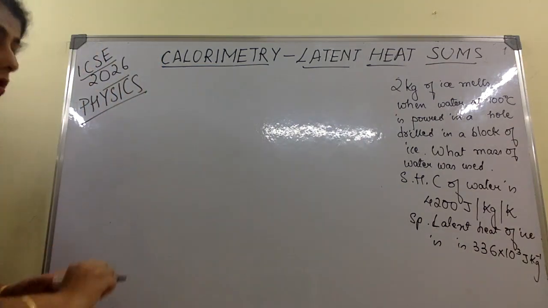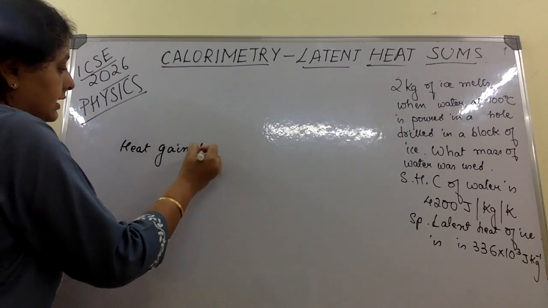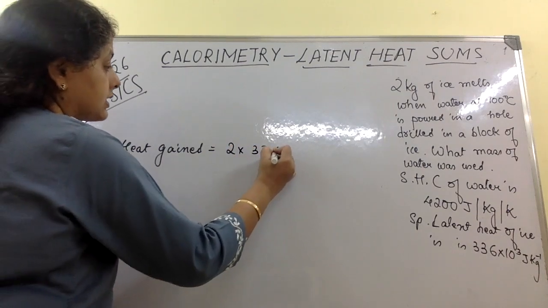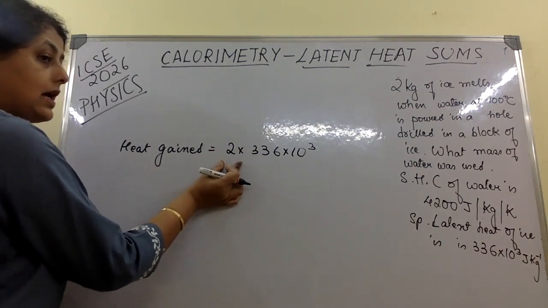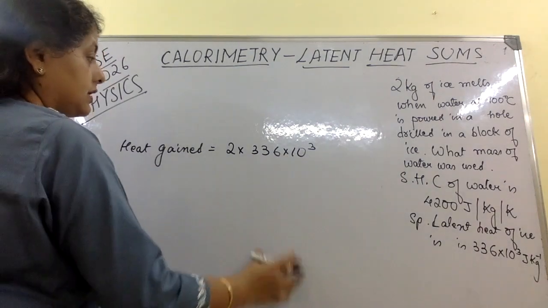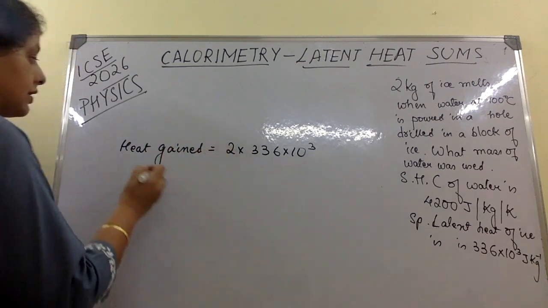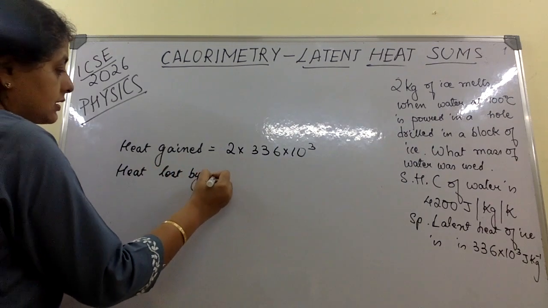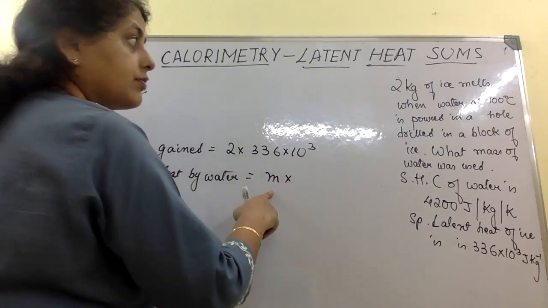So, heat gained. What amount of heat is gained? Heat gained is 2 into 336 into 10 to the power 3, because this is the latent heat and the ice was already at 0 degree. So mass of the ice into the latent heat, whatever it comes to, is my answer. I am not calculating it right now; you don't have to calculate it. Heat lost by the water, because they are pouring it at 100 degree. So let m be the mass of the water, which we don't know and are supposed to find.